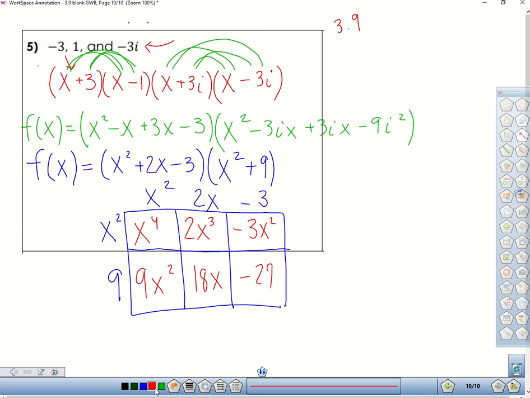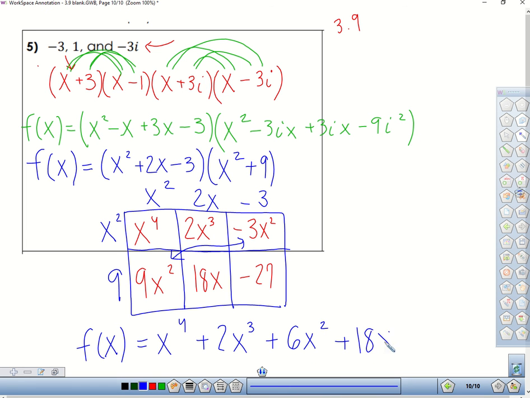From here, you should be able to combine a few things. Well, actually only one. This is the only one you can combine. So your final answer is going to be f of x equals x to the fourth plus 2x to the third plus 6x squared plus 18x minus 27. And that's your final answer.